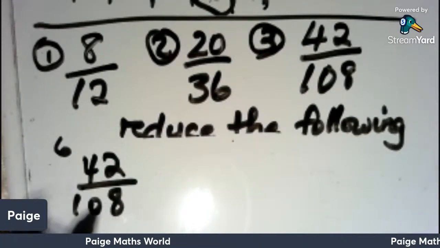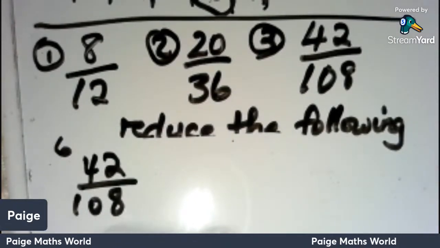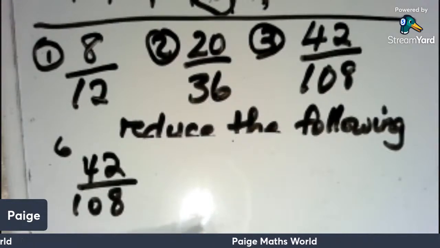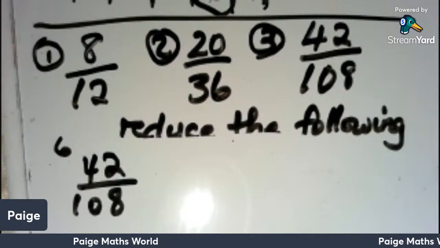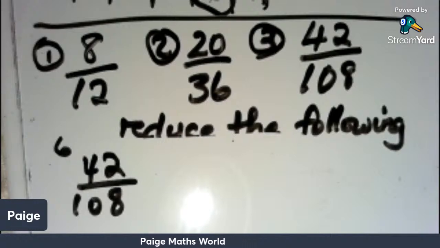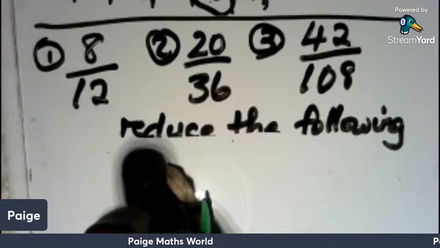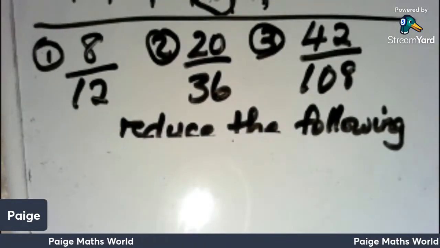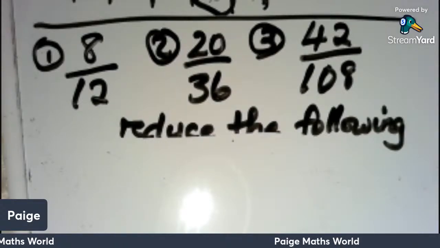How did you get 7, JD? 108 divided by 7, you're going to get a decimal. So recheck that one. Raymond, give me a number that can go into 42 and 108 without leaving a remainder. Is there another number than 2?